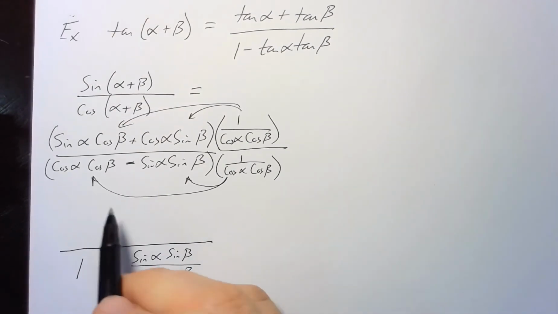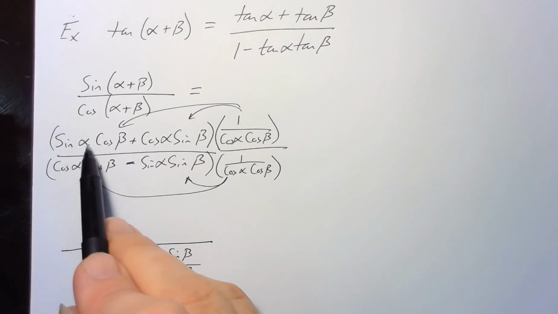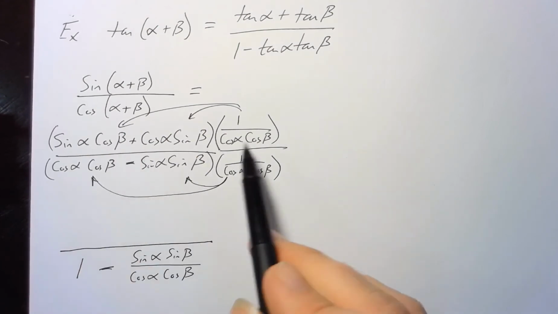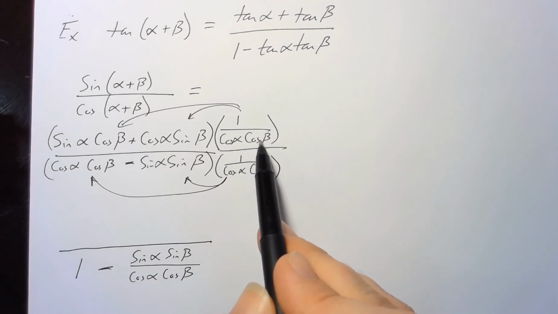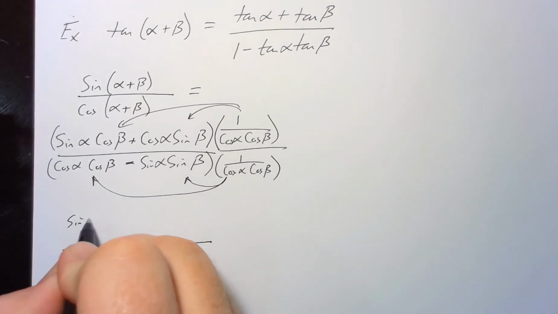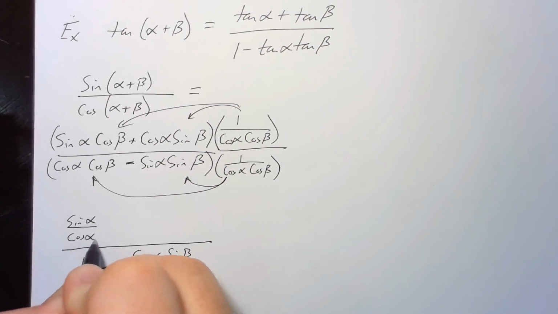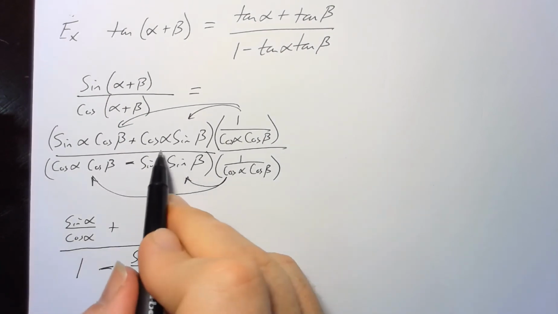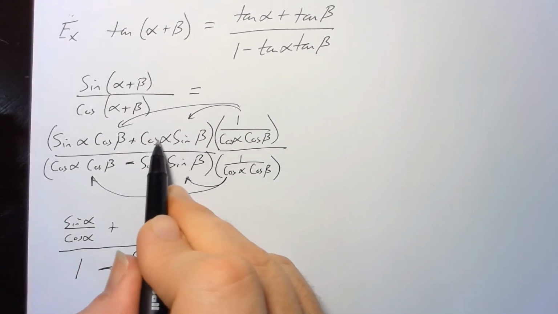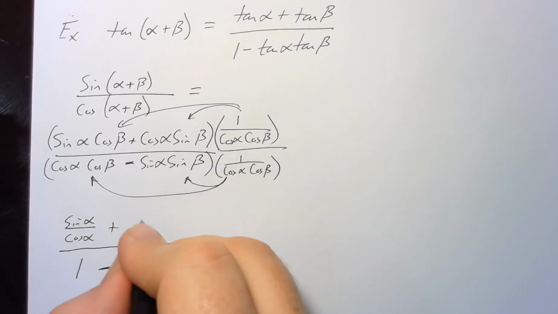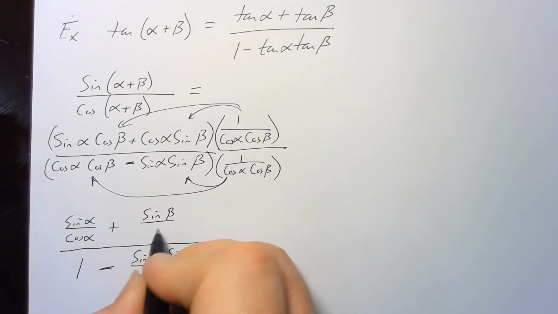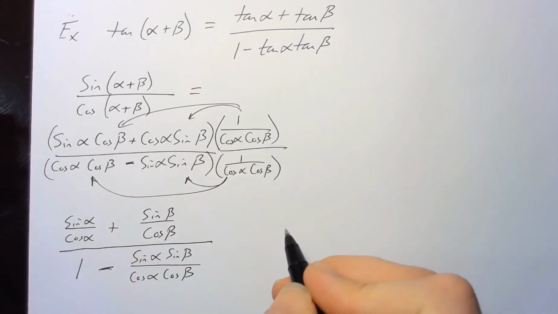But I'm going to go ahead and simplify some of the stuff on top. Sine of alpha, cosine of beta divided by this. Notice the cosine of beta and the cosine of beta should cancel each other out. I should be left with the sine of alpha divided by the cosine of alpha. The plus sign shouldn't go anywhere. And a similar thing should happen with this one. Notice the cosine of alpha on top and the cosine of alpha on the bottom should cancel each other out. And I'll be left with sine of beta over the cosine of beta.